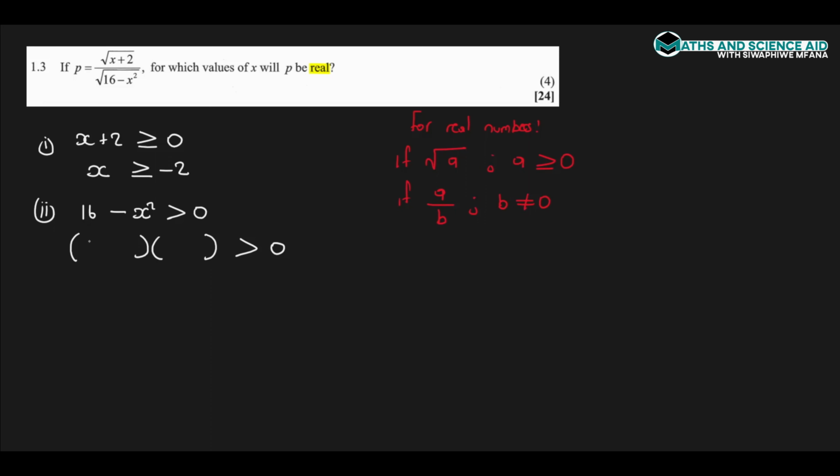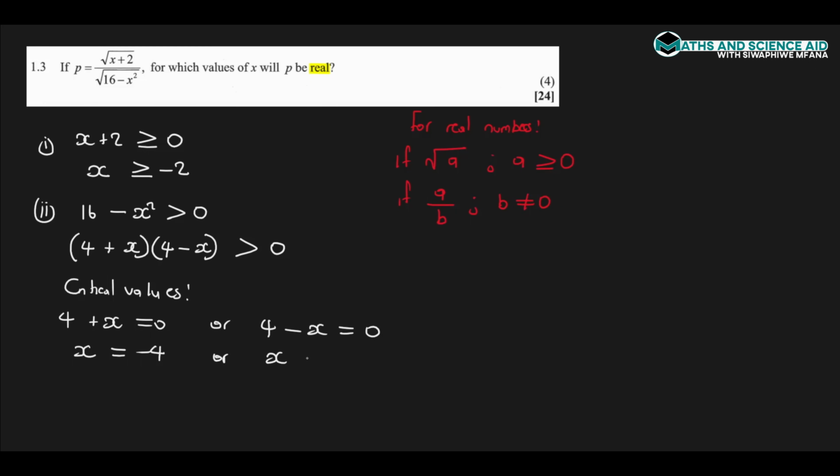So the square root of 16 is 4. The square root of x squared is x. And then we can write a positive and a negative. And then we need to find the critical values. So the critical values can be given by 4 plus x is equal to 0, or 4 minus x is equal to 0. Therefore, x is equal to negative 4, or x is equal to positive 4.